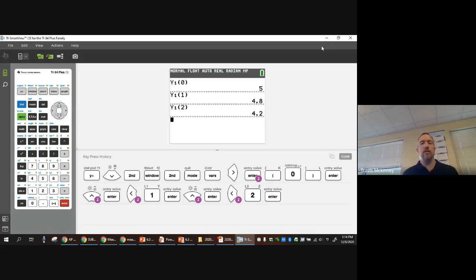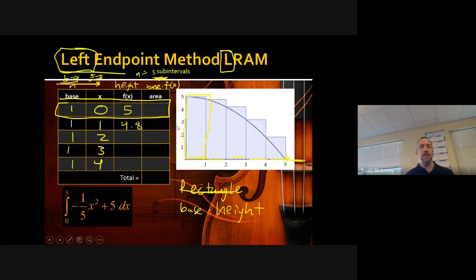So either use your calculator or use Desmos. I don't want you guys doing all this by hand, because it's tedious as it is with a calculator. It would be even more tedious if you were doing it by hand. So the calculator is going to give me these values, 4.2, 3.2, 1.8. And then again, to find the area of each rectangle, I just do the base times the height. So since I'm multiplying by 1, none of these are really going to change. And then we just add up these 5 numbers, and we'd end up with 19.0.